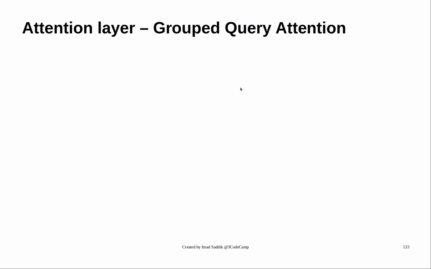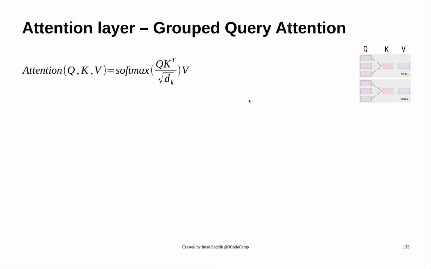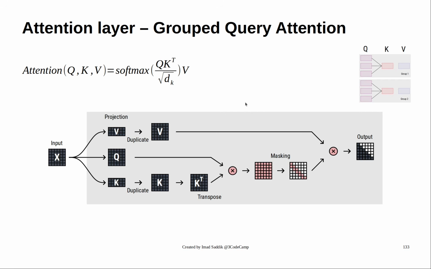Let's zoom at the attention layer to see what happens exactly. This is how the diagram looks like for GQA. I want you to focus on this part. Here we are inside the attention layer. Remember that each group shares one key and value matrices. This means that we need to duplicate the K and V matrices multiple times to match the number of queries in one group. Let's take this as an example.